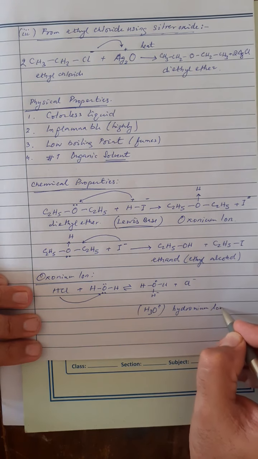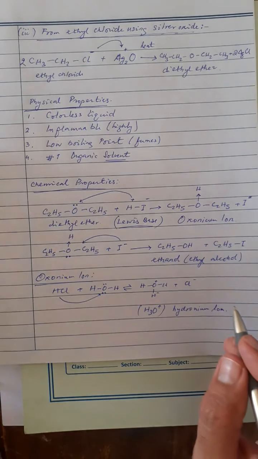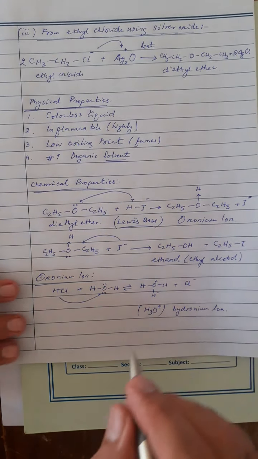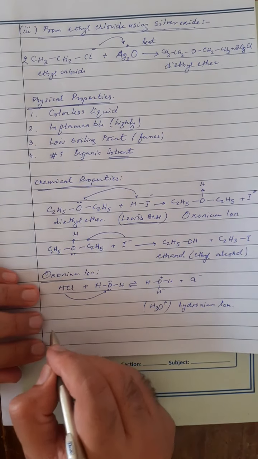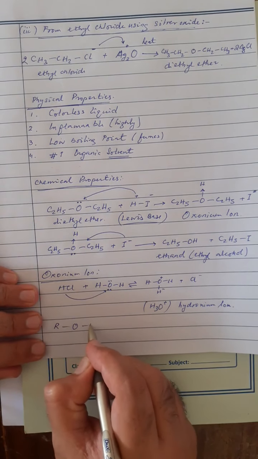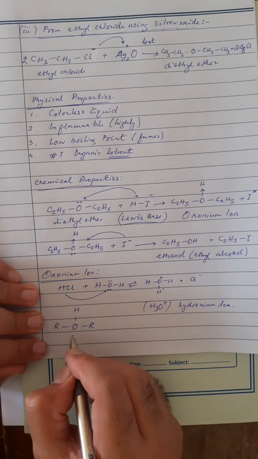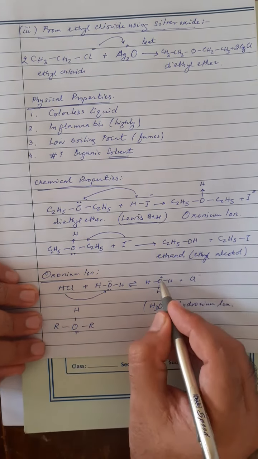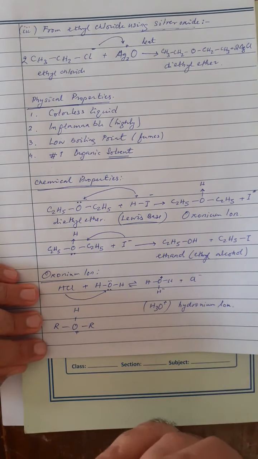Hydronium ion. Just like hydronium ion with 3 hydrogens around oxygen, oxonium ion has 2 alkyl groups, R, OR, and 1 H. Here oxygen has a positive charge. This is how hydronium and oxonium ion are the same.